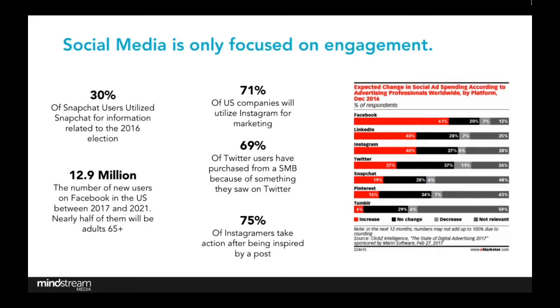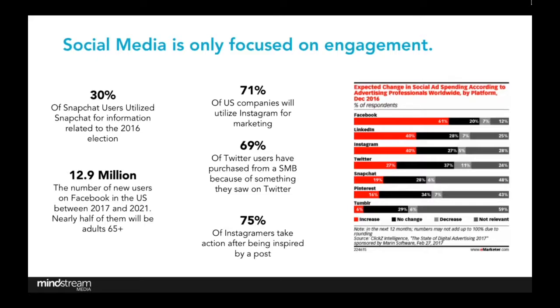I think one of the biggest things is, Facebook, it continues to be the 10,000-pound gorilla. I think, as of right now, it will always be that way. They expect to get almost 13 million more users between this year and 2021, and nearly half of them will be adults 65 plus. So it's really expanding beyond that millennial generation, and a lot more people are on the platform.